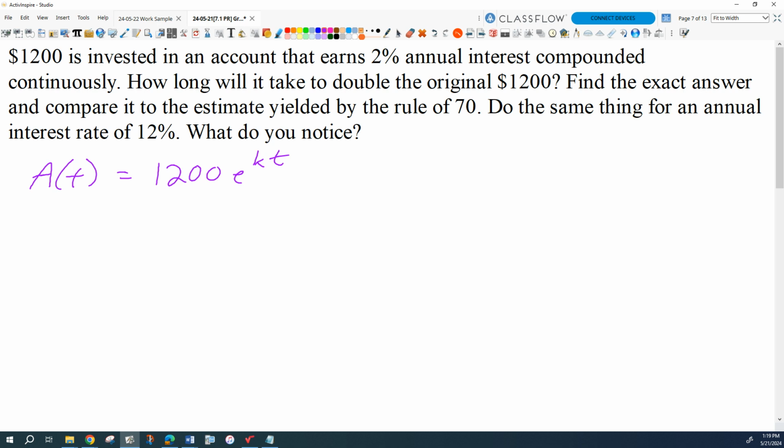If the interest rate is 2%, we don't know what k is yet, do we? We have to find k. So how could I find k here exactly? How much are we going to have? What is A of 1 going to be? Well, if it's a 2% annual interest rate, A of 1 is guaranteed to be something we'll talk about tomorrow. Good transition.